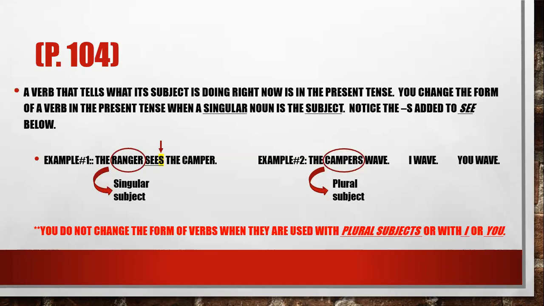But what happens when the subject is plural, such as this one, the campers wave? Notice how wave stayed in its base form. We did not add an S or anything else. The verb stays in its base form, okay? And let's go to the next example, excuse me.